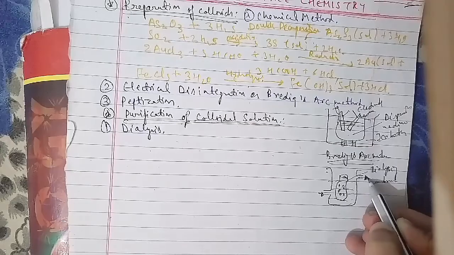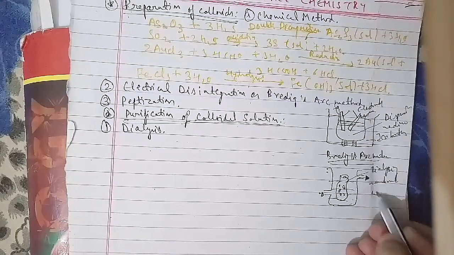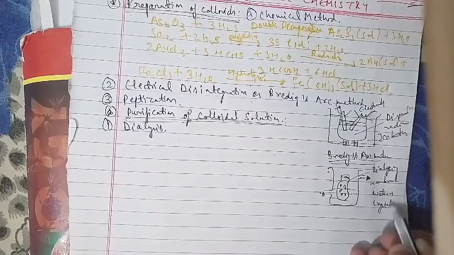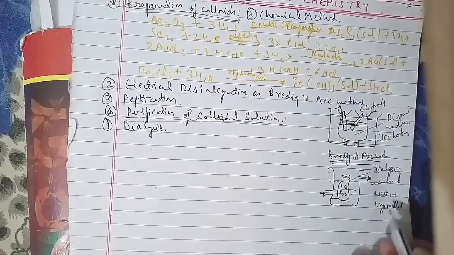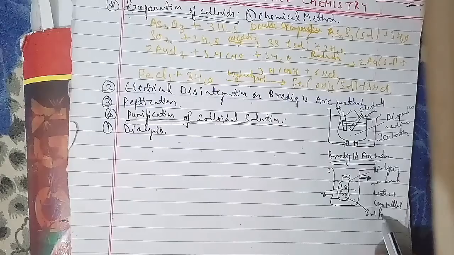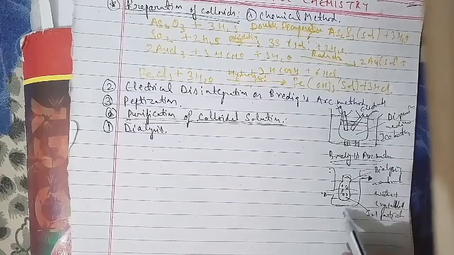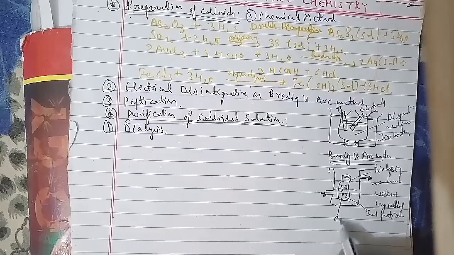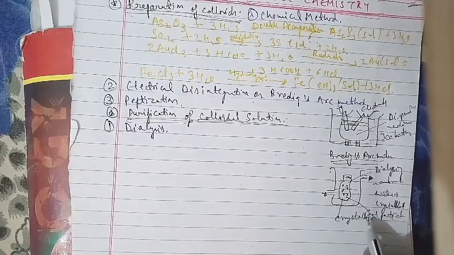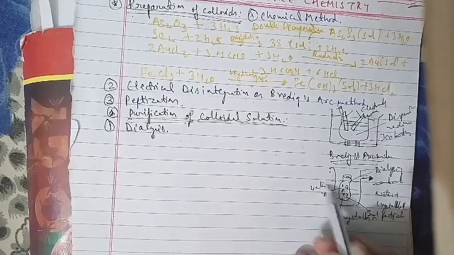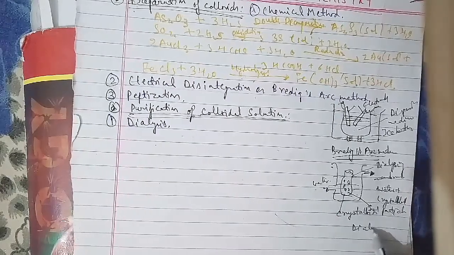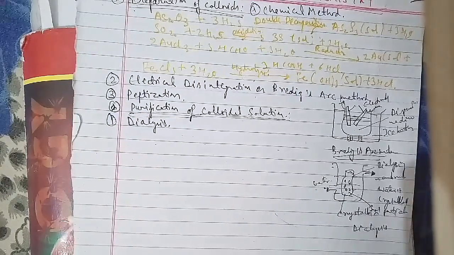Now we'll go ahead with the second one, which is electrodialysis. Ordinarily the process of dialysis is quite slow, and it can be made faster by applying an electric field. If the dissolved substance in the impure colloidal solution is only an electrolyte, the process is named electrodialysis.